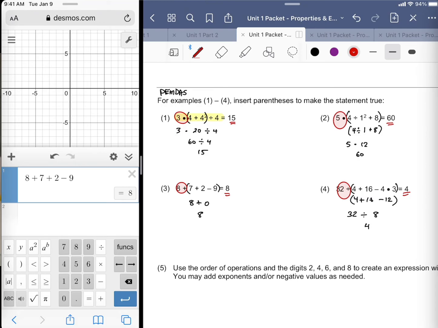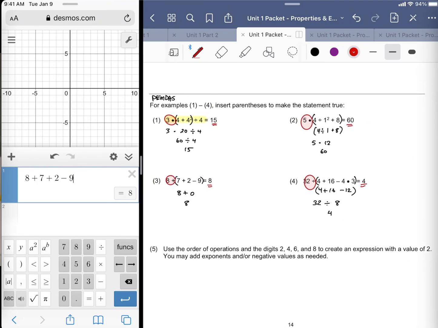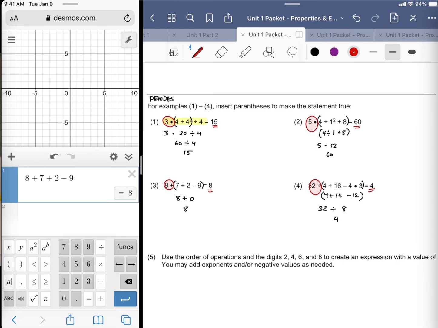All right. Use the order of operations and the digits 2, 4, 6, and 8 to create an expression with a value of 2. You may add exponents and/or negative numbers as needed. So answers on this one vary because anybody can come up with anything. It's not the kind of question that you'll see on a Regents exam. What they'll say is explain the thought process that one would use in order to create an order of operations expression, basically this question, but with the explanation part of it.